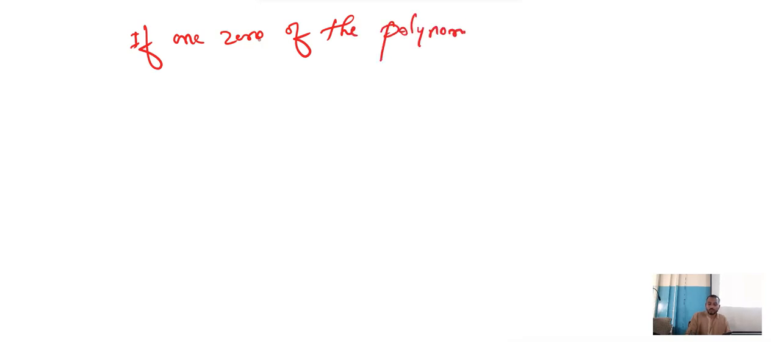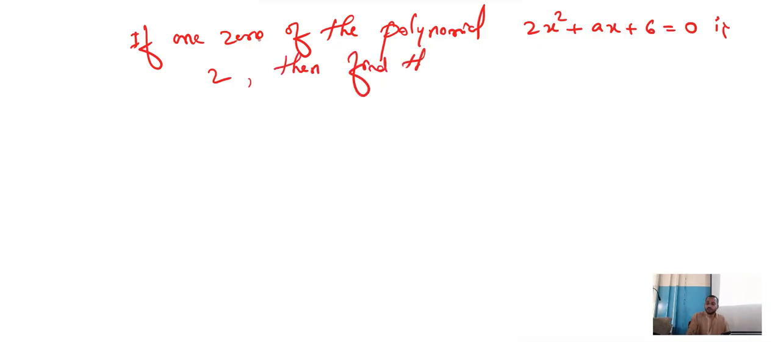If one zero of the polynomial 2x square plus ax plus 6 is equal to 0 is 2, then find the value of a.